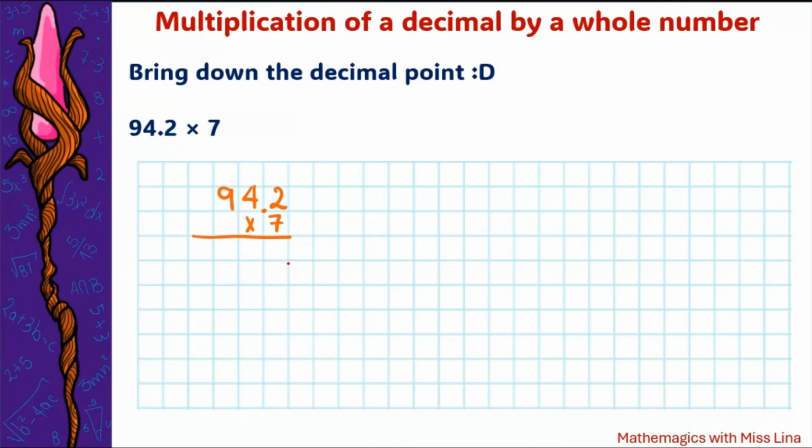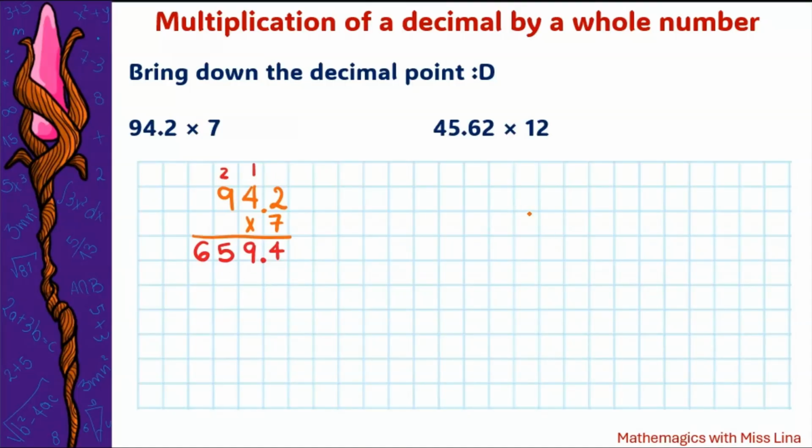Now we start the multiplication normally. 7 times 2 is 14. We carry the 1. 7 times 4 is 28, plus 1 is 29. 9 times 7 is 63, plus 2 is 65. And the only thing we need to do is to bring down the decimal point. That's why the grid is important, so you are not going to move from left to right. It's important that you keep the place value in the correct order.